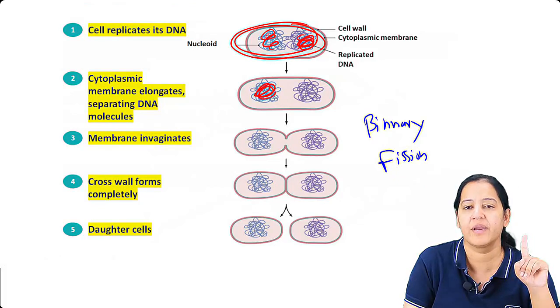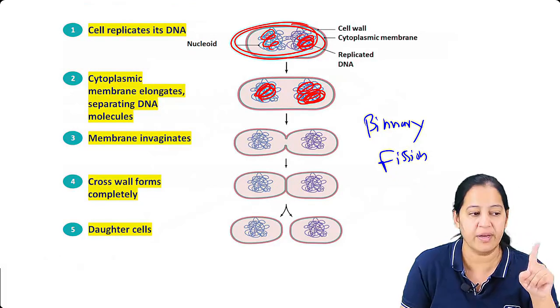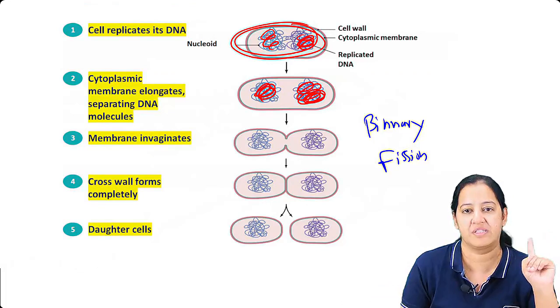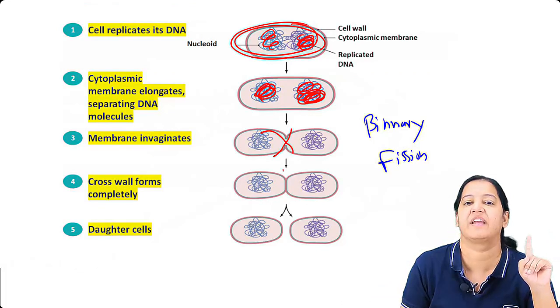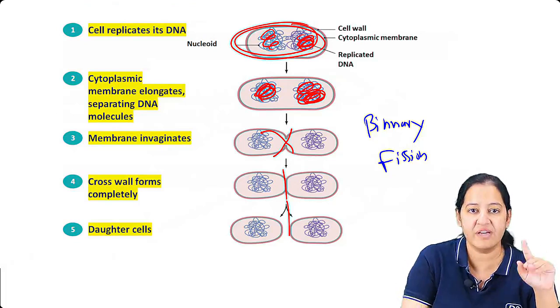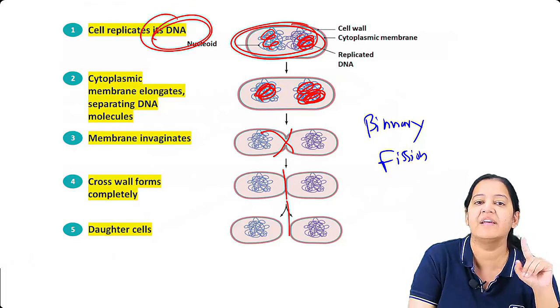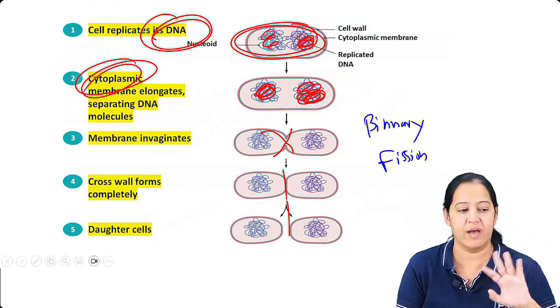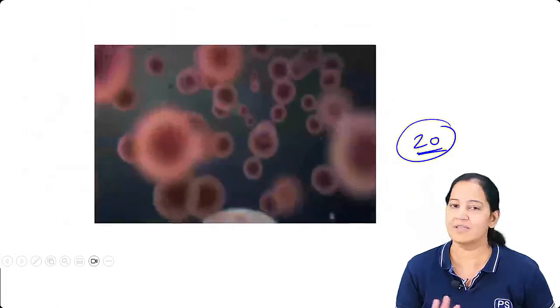You can see the nucleic acid is dividing into two. First, the nucleic acid is duplicating, it is dividing into two. And after that, the cytoplasm is dividing into two. So you get the question. So first the nucleus duplicates and then the cytoplasm duplicates. You have to learn that. It's a PYQ. Okay, so this is the binary fission.